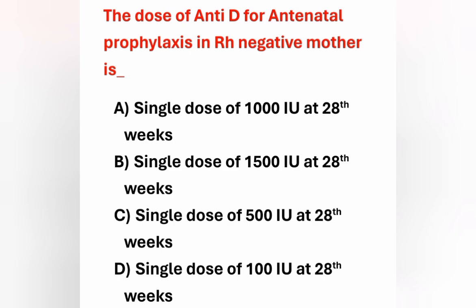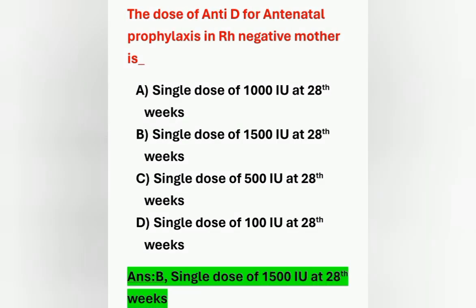Option C, single dose of 500 international unit at 28th week. Option D, single dose of 100 international unit at 28th week. Here our question is, the dose of anti-D injection for antenatal prophylaxis, that is before delivery in Rh negative mother, is? The dose is single dose of 1500 international unit at 28th weeks of pregnancy.